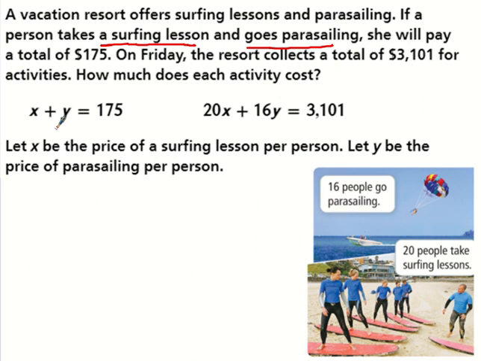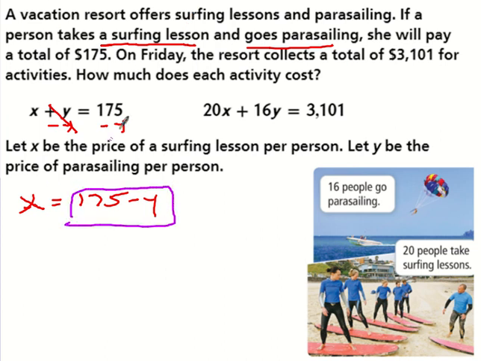So look at this equation right here. x doesn't have a coefficient here, y doesn't have a coefficient. If I just subtract y on both sides, the y goes away. I'm left with x equals 175 minus y. I now have my variable isolated by itself. I have an x equals something. Now, because I know what x is, I can make a substitution and plug in 175 minus y for x right here. So that's what I'm going to do.